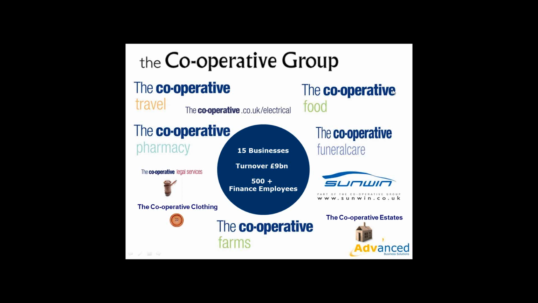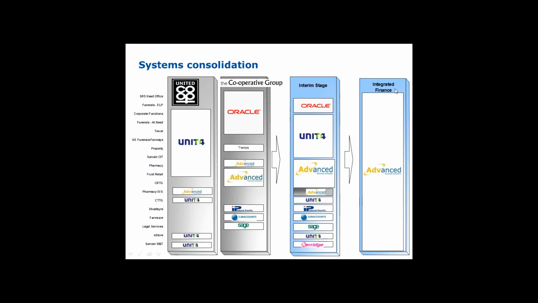So back in 2008, the systems consolidation piece, the Co-operative Group merged with a neighbouring co-operative, about a third of the size and scale. The United Co-op had wall-to-wall, pretty much Unit 4 applications, and the Co-operative Group itself, each of the individual business units had a multitude of different systems, Oracle, Advanced Systems, Sage, Sun Accounts, etc. When the two businesses merged, they went to an interim stage of systems rationalisation. And so you can see in the third column from the right, they were still running quite a lot of different applications, but since then they've moved on and standardized all of the processes and systems to the Advanced solutions.